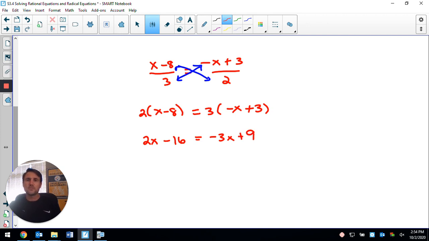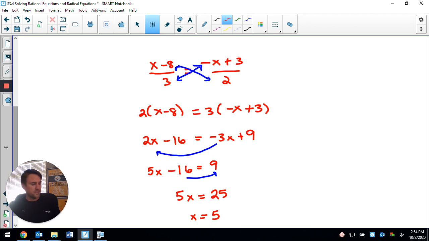All right, so now I have no more fractions. I've got no more parentheses, and now I just need to move things around. This is pretty easy stuff. Now we're going to take these negative 3x's and add them to the other side. That'll give us a total of 5x's on that side. And then I can add this 16 to the other side, and that'll leave me with 5x equals 25. And then if I divide both sides by 5, I get 5. So there is my solution. x is equal to 5.